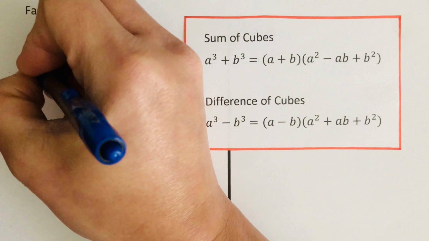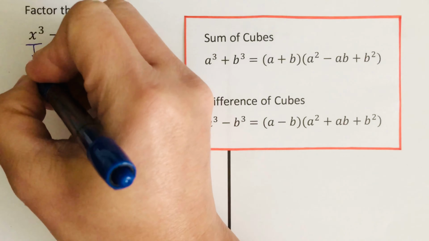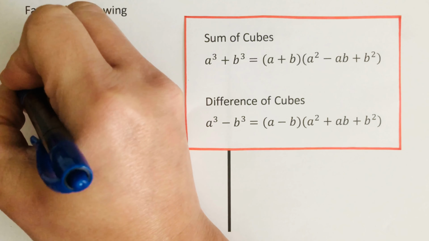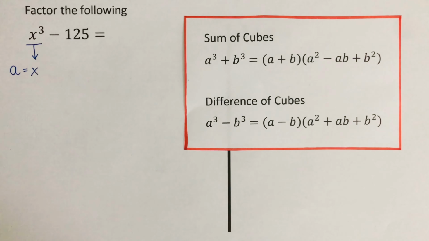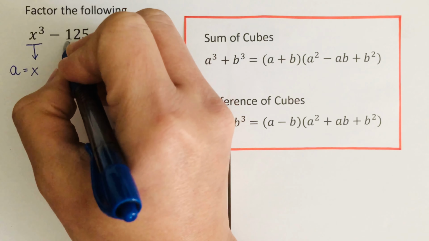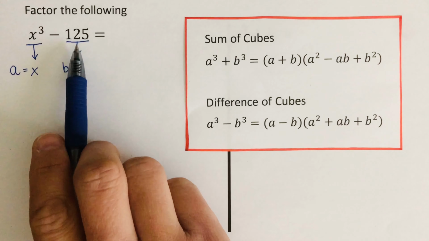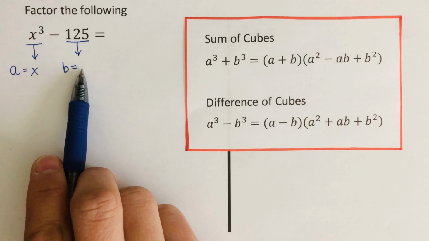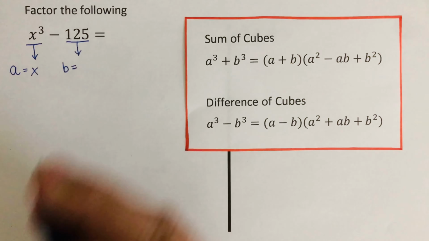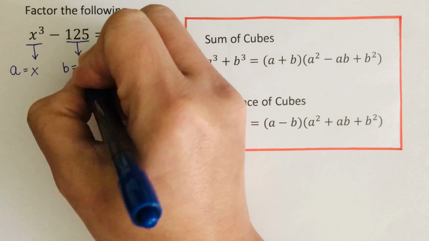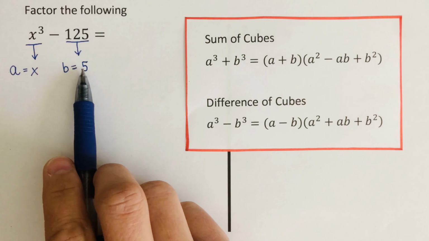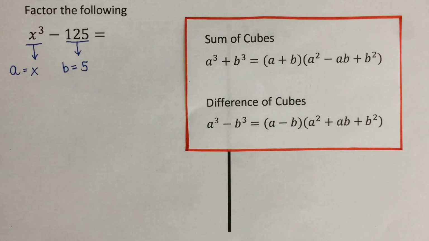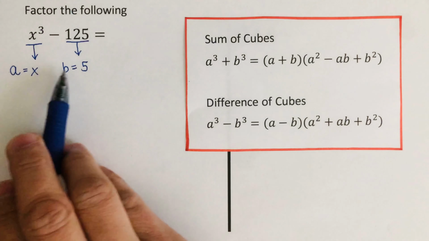So the cube root of x cubed is actually x. So that is actually what is our a value. So that's our a right there. And then to get the b, we're going to get the cube root of the second term. So we need to determine what is the cube root of 125, meaning what number, when we multiply it 3 times by itself, is going to be 125. So that number is actually 5, which means that if we multiply 5 times 5 times 5, that is 125. So these are the values for our a and b.